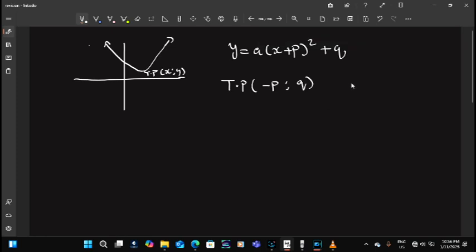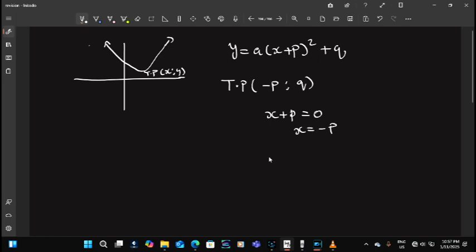Let's say, for example, they give you the equation of a parabola in this form, and then they say find the turning point. All you do is say, okay, x plus p is equal to 0, and then you solve for x, and you would have x equals negative p. That is why here I put negative p, and q you take as it is. So q is the y value of the turning point.